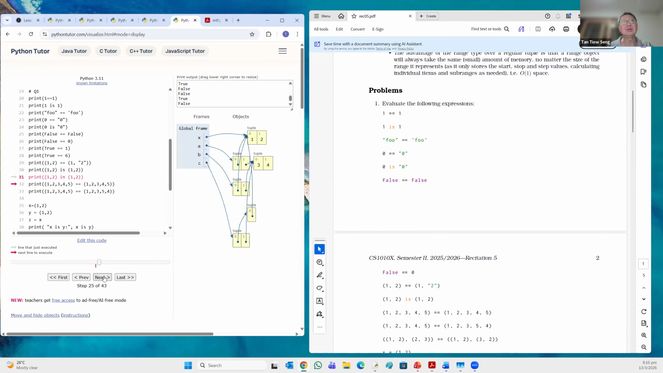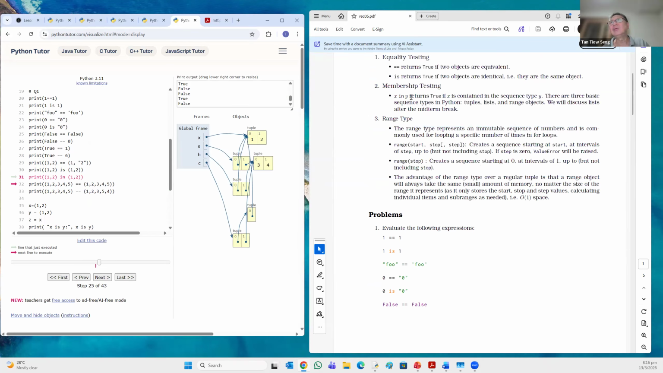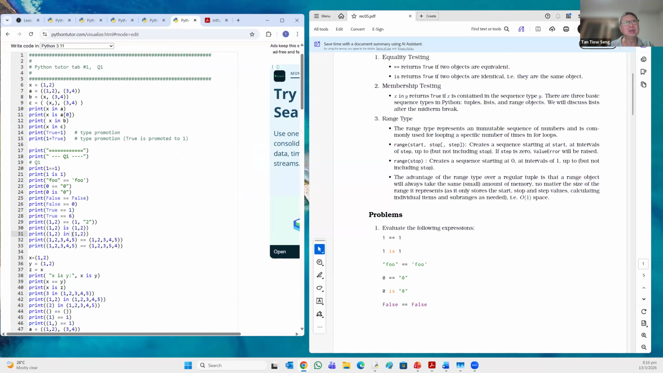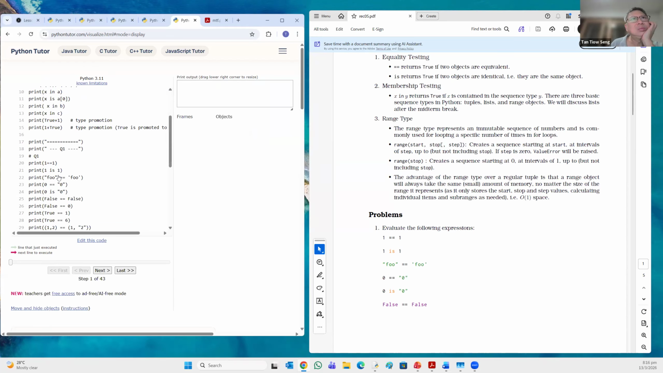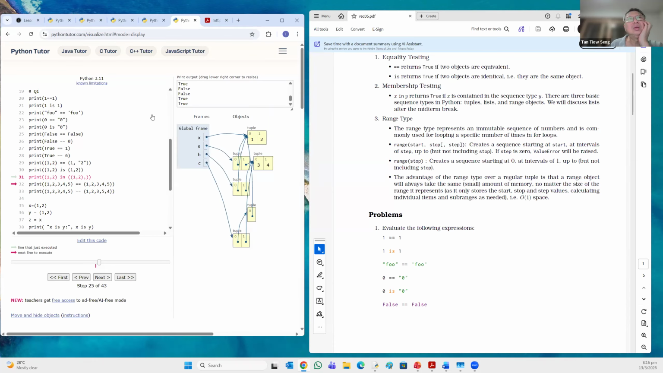False. Oh, in. What is in? X in Y. Alright, 1, 2 as a tuple is not contained inside here. This is a tuple with element 1 and 2. This guy is not in there. Okay. But if you change it, then it should be there. True. Okay. Next one.